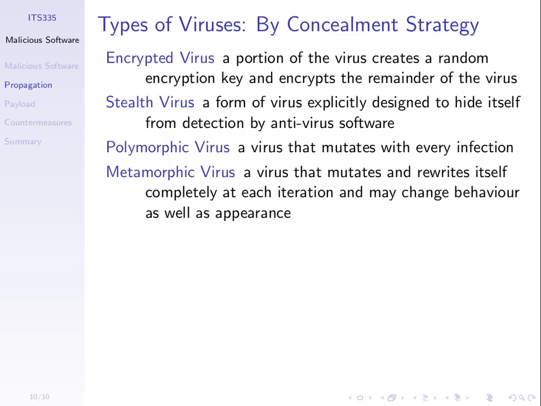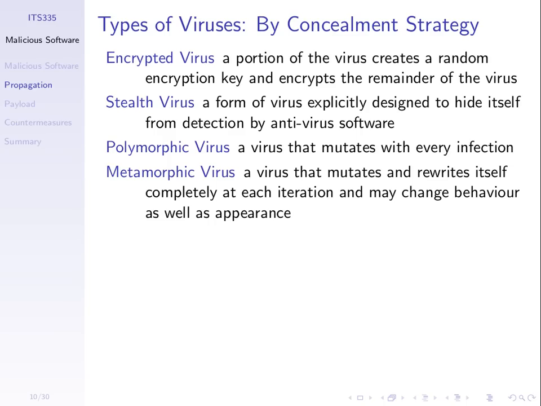It performs a mutation. So why? Well, because antivirus software, in a simple antivirus software, looks for patterns of code. So if the antivirus software is programmed so that it knows about a particular virus, it knows the code of that virus, then it just scans the files looking for that pattern. And once it finds it, it's found the virus.